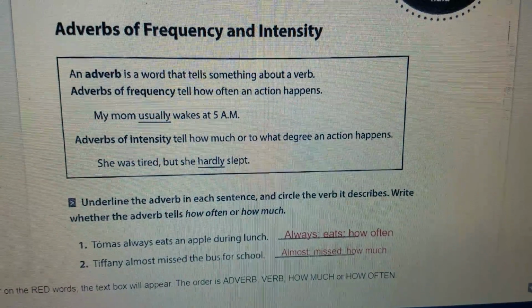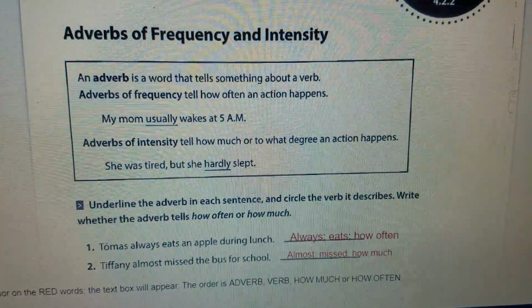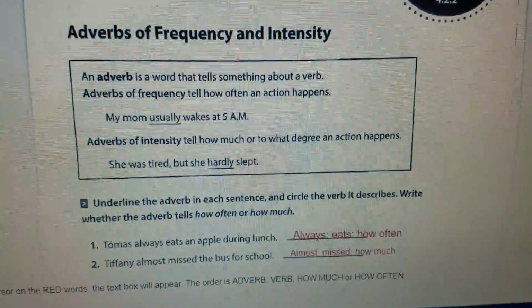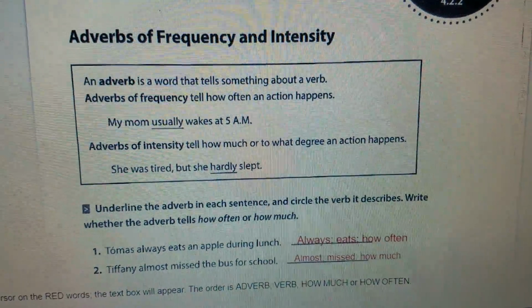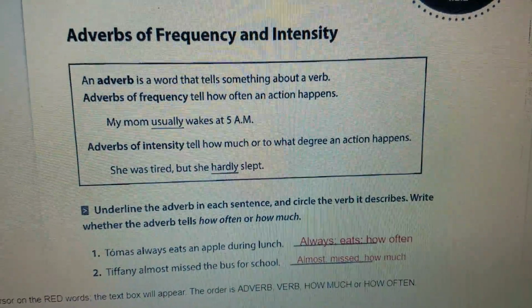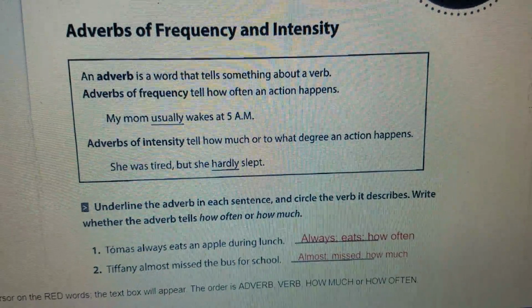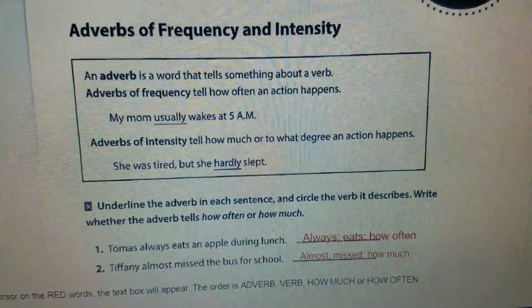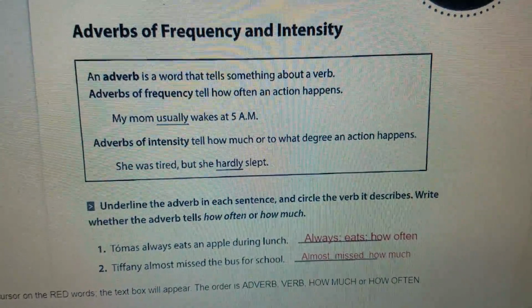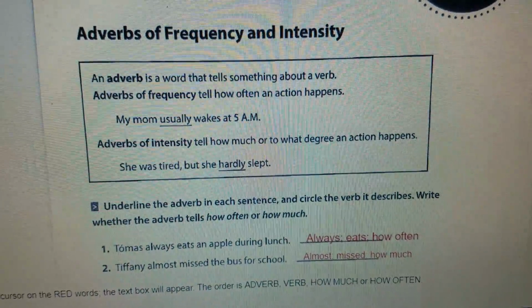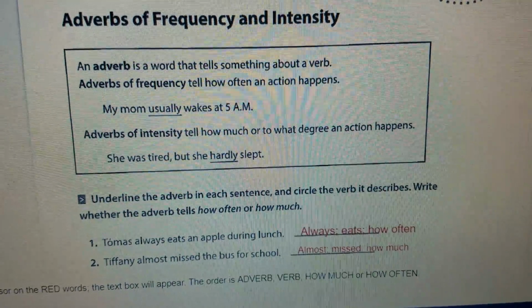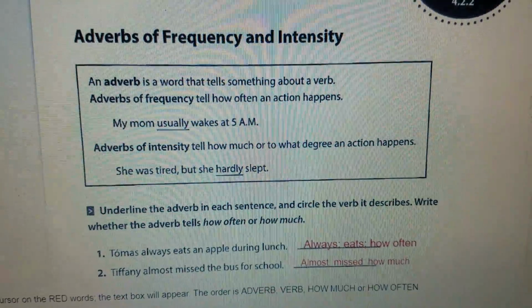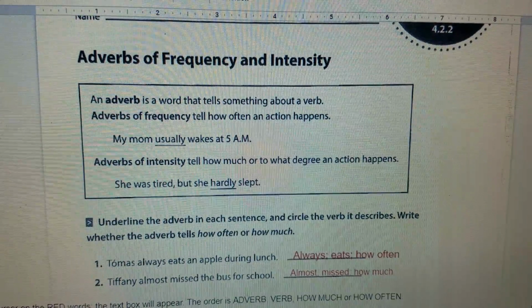My mom usually wakes at 5 a.m. That's frequency. How often does she wake up at 5 a.m.? Adverbs of intensity tell how much or to what degree an action happens. She was tired, but she hardly slept, which means she didn't get any sleep at all, hardly at all. Okay? So slept is our verb and hardly is our adverb.